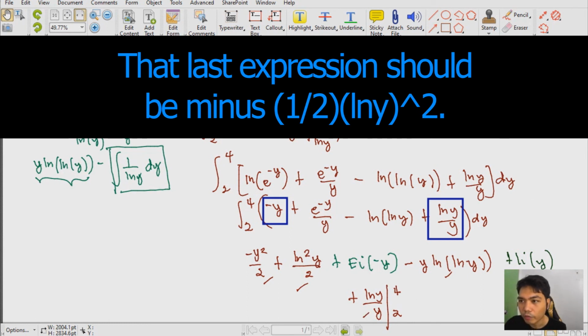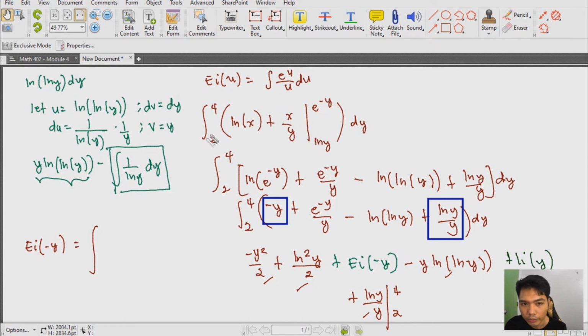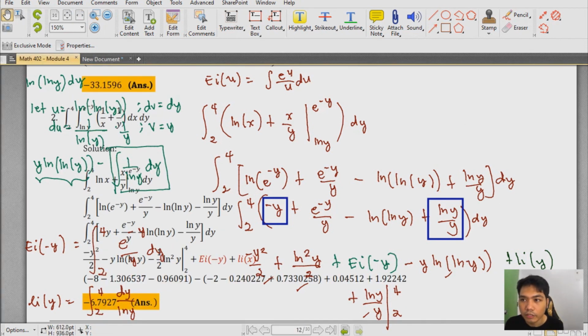And then for ei of negative y, so diba this ei of negative y would be equal to the integral from, ano ba yun? 2 to 4. So 2 to 4. And then you have e raised to negative x or e raised to negative y over y dy, and that is simply dy over ln of y. So you use your calculator to integrate this directly. So you should be getting an answer that is equal to negative 6.67927. So hindi ko na siya masyado evaluate dito kasi marunong na naman kayo niyan, substitution.